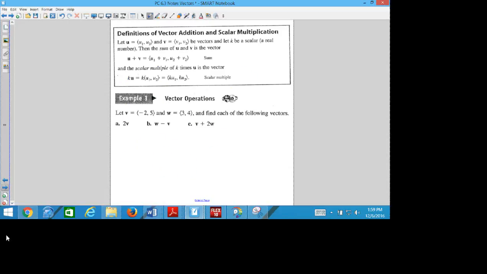Definition of vector addition and scalar multiplication. If we're trying to add two vectors together, all you do is you add their x parts and you add their y parts. So when we're in component form and we've got vector u and vector v, you just add the two x's and add the two y's. That's how you add them. It's really basic. To do scalar, you just take whatever the scale is, whatever the number you're multiplying by, and just multiply each number. Multiply the x and multiply the y by that number. You just kind of distribute it in. So here's 3 examples.